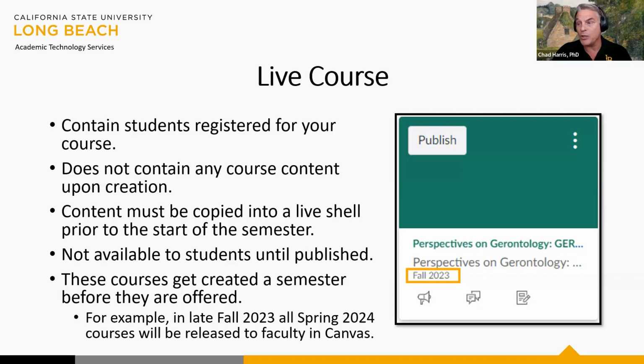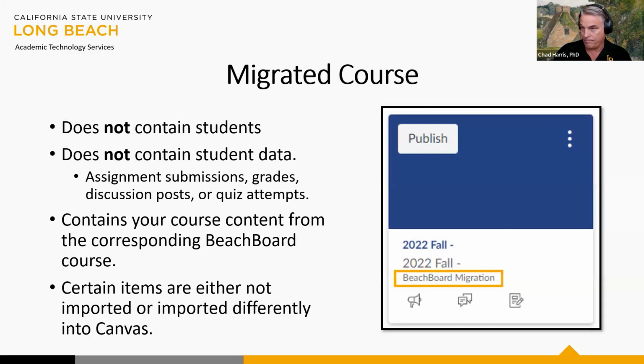Now we're going to look at where your BeachBoard content was migrated to. All the content from your BeachBoard courses were migrated into a term in Canvas called BeachBoard migration. You can note that term notation below the course title. This is not a live term like we just showed you on the last slide. So they will never have students in them. They also do not contain any student data, such as assignment submissions, grades, discussion posts, quiz attempts, etc. They just contain all the content from your BeachBoard version of your course.